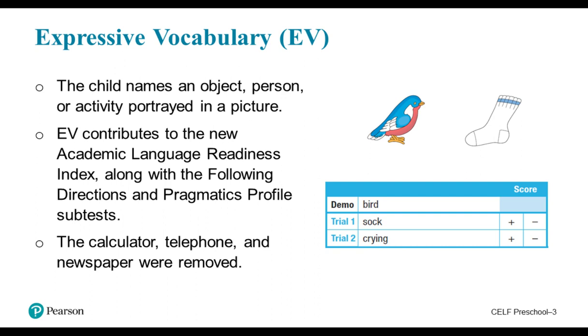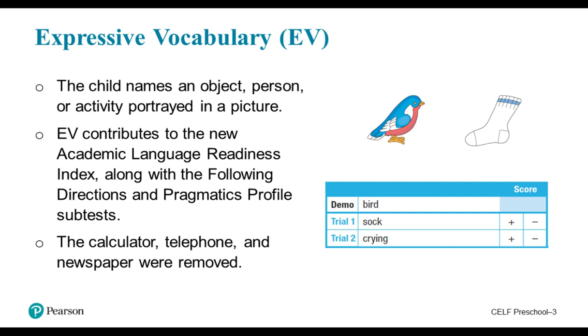For expressive vocabulary, we want the child to name an object or a person or an activity, and we're going to show the child a picture, and we're going to ask the child to name something presented in that picture. This one contributes to that new academic language readiness index, along with following directions in the Pragmatics profile subtest. And yes, we know you're going to ask, so we're going to tell you we did remove the calculator, the telephone, and the newspaper. So here is a part of the record form for expressive vocabulary.